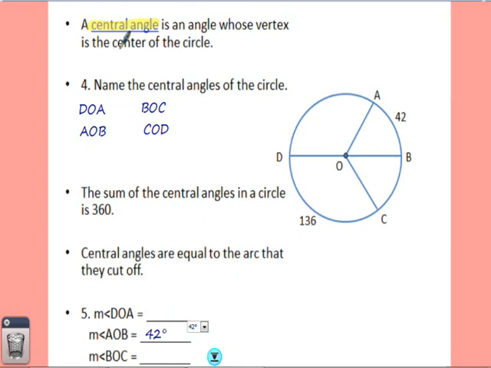Then we have to use some information, things that we know, to figure out the other angles. If this is 360 degrees, the diameter cuts it in half. So this whole half right here is 180. Well, 180 minus 42 is 138. So this arc is 138 right here, which means that this angle is 138 degrees. So that's the measure of DOA. And then BOC, same logic here. This is 136, so all that's left here is 44. So that's 44 degrees. And those are our 3 angles there.